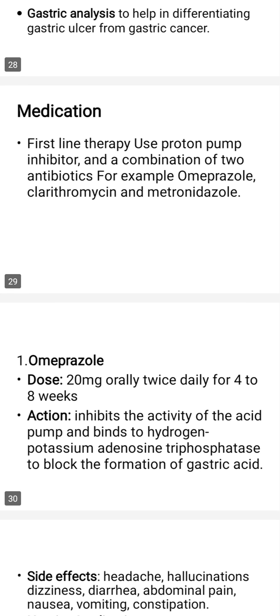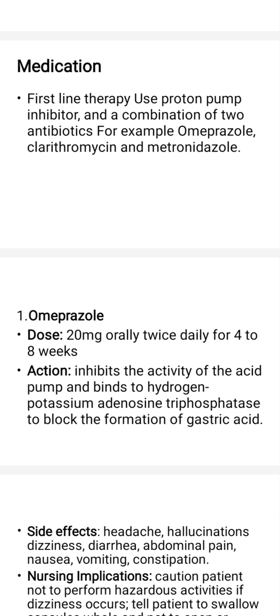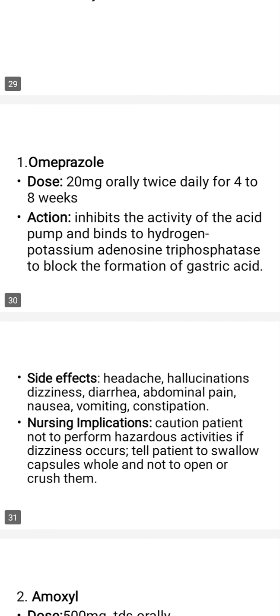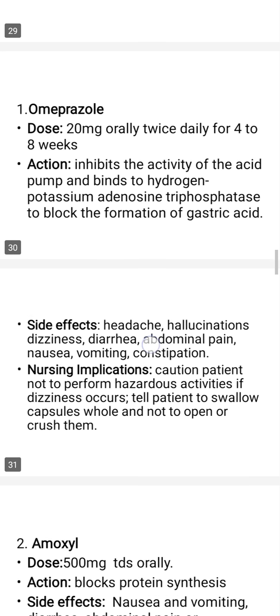When it comes to medication, when it comes to GNC, you have to name the drug, the mode of action, the dosage, the side effects, and nursing implications. You have to know this. The first line therapy uses proton pump inhibitors and a combination of 2 antibiotics, for example omeprazole, clarithromycin, and metronidazole. When we mention this, we have to mention the drug, the dosage, the action, the side effects, and nursing implications.